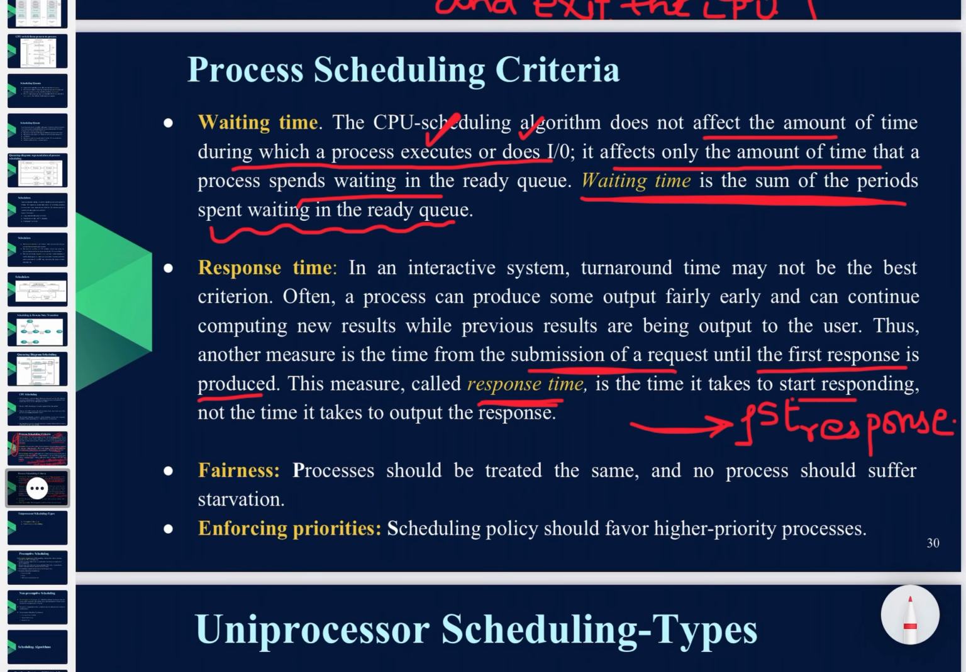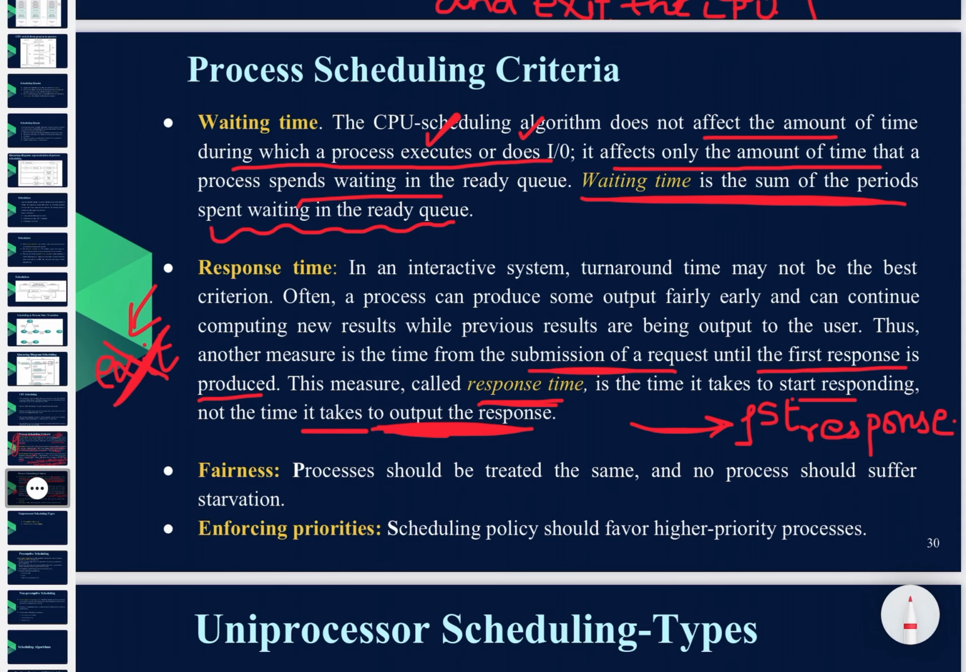It is the time it takes to start responding, not the time it takes to output the response. So it is not calculating the total amount of time it is taking to exit the CPU. What it is calculating is when the first response will occur.